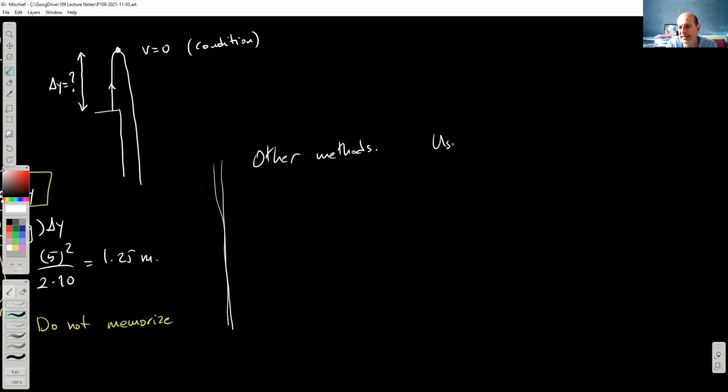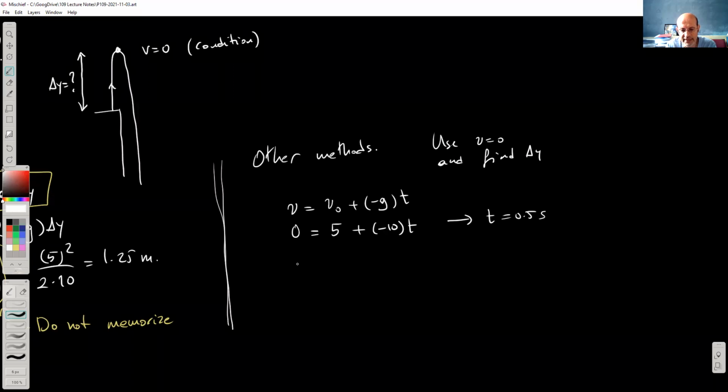Okay. So you basically need to use this thing and somehow obtain some information and find delta y, right? That's the thing. So as a result, you can do it like that. For example, v0 plus acceleration times t. So final velocity is 0, initial velocity is 5, so that's minus 10t. From here, you find t to be 0.5 seconds.